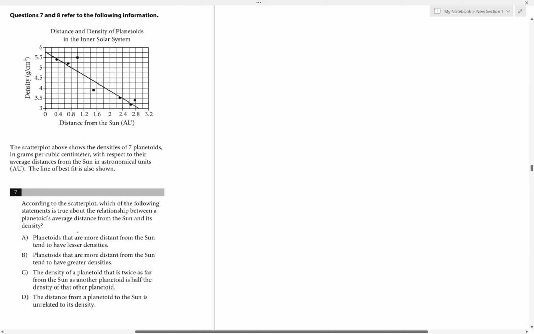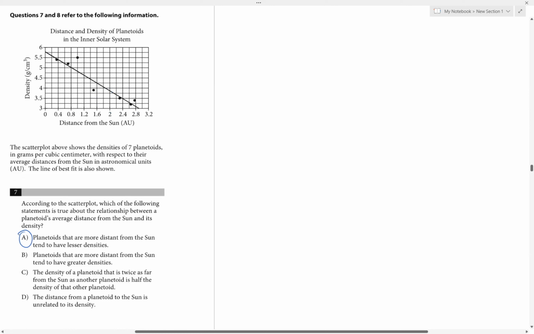Letter A says planetoids that are more distant from the sun tend to have lesser density. If it's more distant from the sun, that means the distance away from the sun increases, right? It's further away from the sun. Does it tend to have lesser density? Yes, it does, right? As the distance increases, we said that the density decreases. So these over here tend to have a smaller density. So statement A is true, right? This is the trend that we saw.